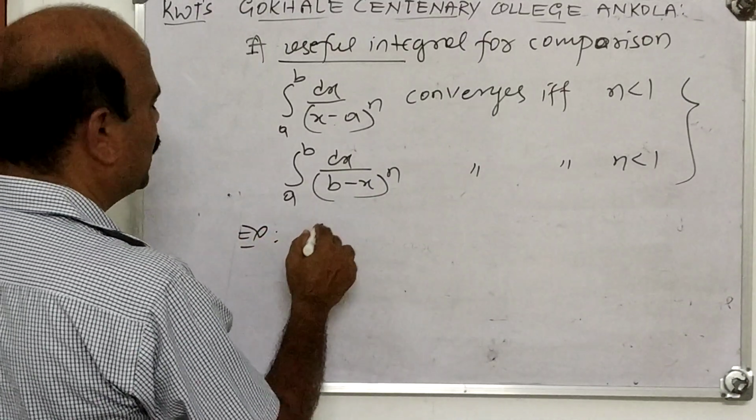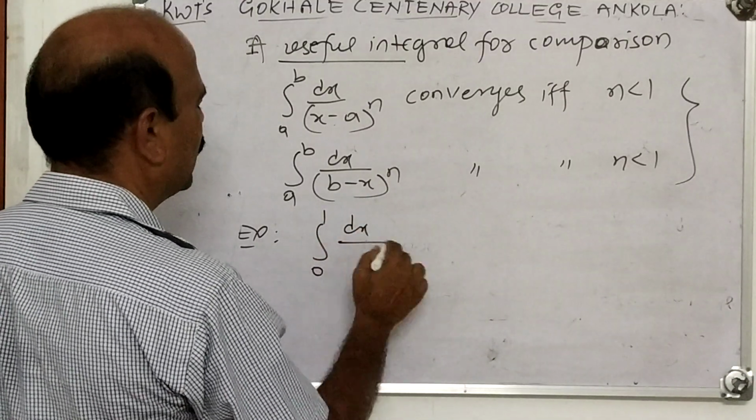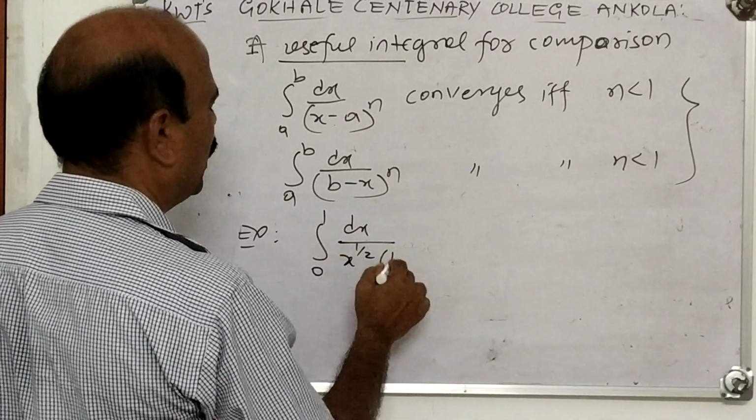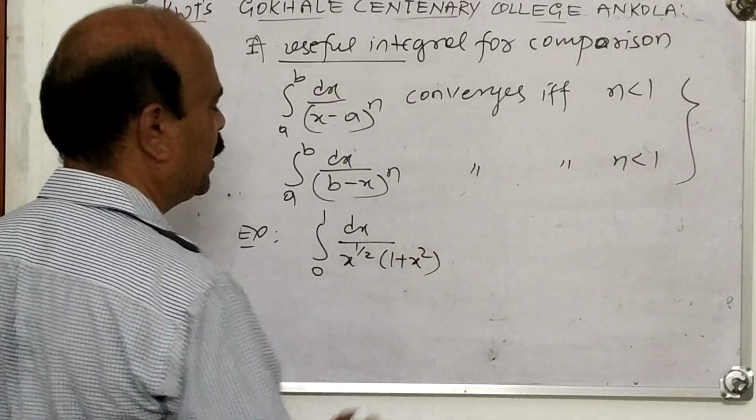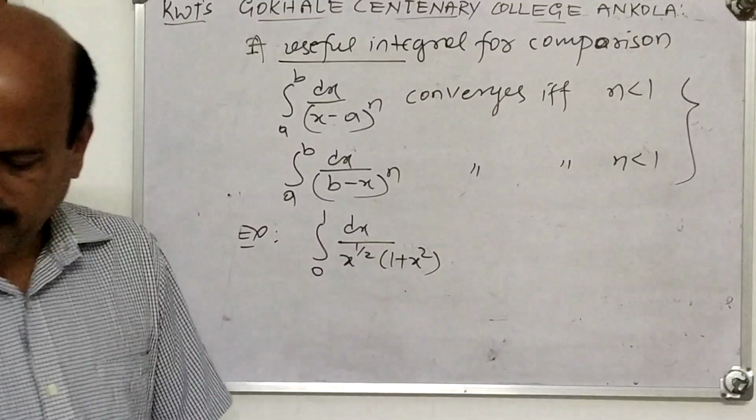Example: discuss the convergence of 0 to 1 dx by x raised to half into 1 plus x square. See the problem here, x raised to half.